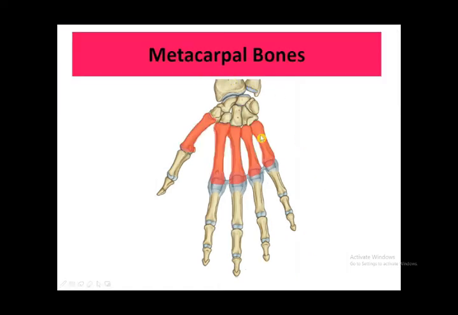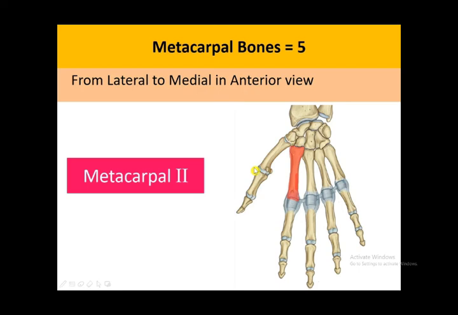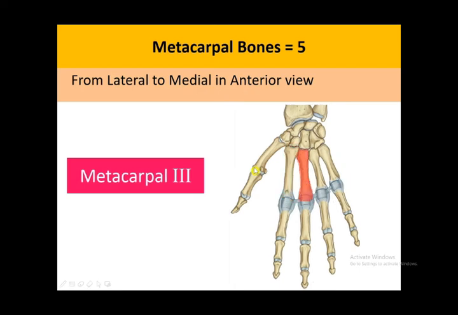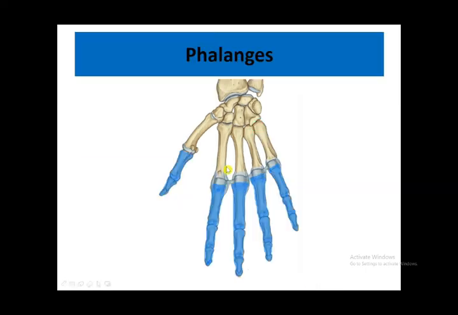Talking about the metacarpal bones, there are 5 in number from lateral to medial side, or you can say from the thumb side to the little finger side. We have the first, second, third, fourth and fifth metacarpal, 5 bones in total.